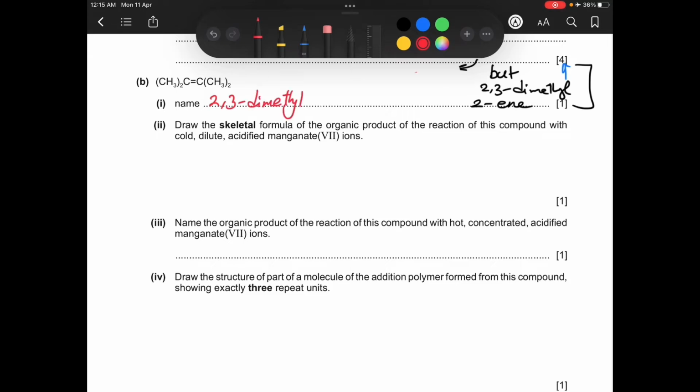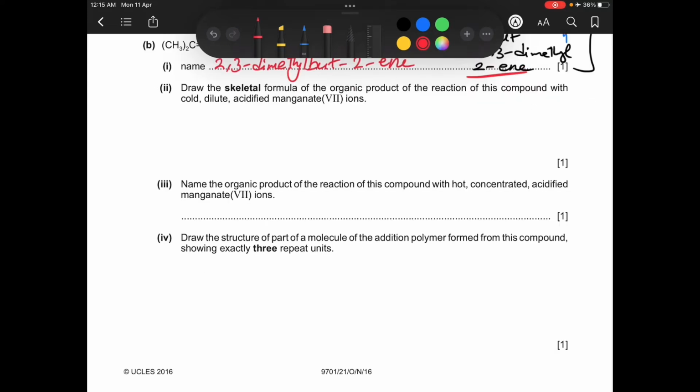Okay, done. No space, but-2-ene. And then the position, which is 2-ene. So this is the answer. All right, let's go to part (ii).